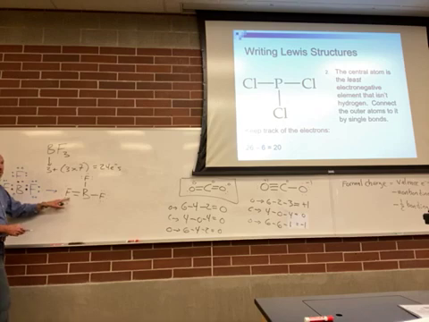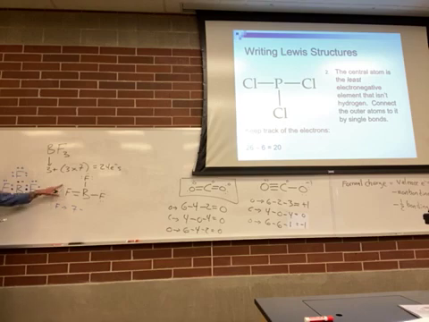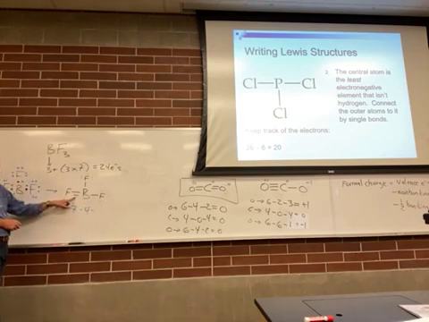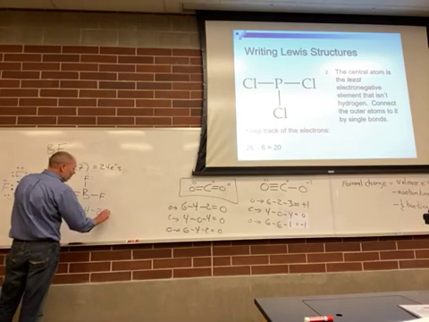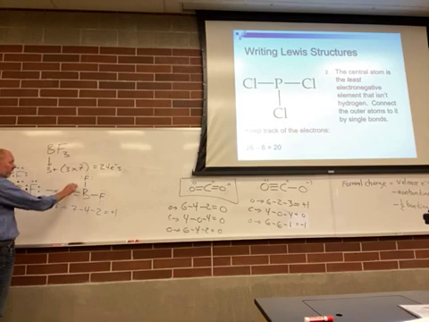So fluorine is going to be 7 minus 4 minus 2, which equals a positive 1. So fluorine has a positive 1 on it. That doesn't sound good.